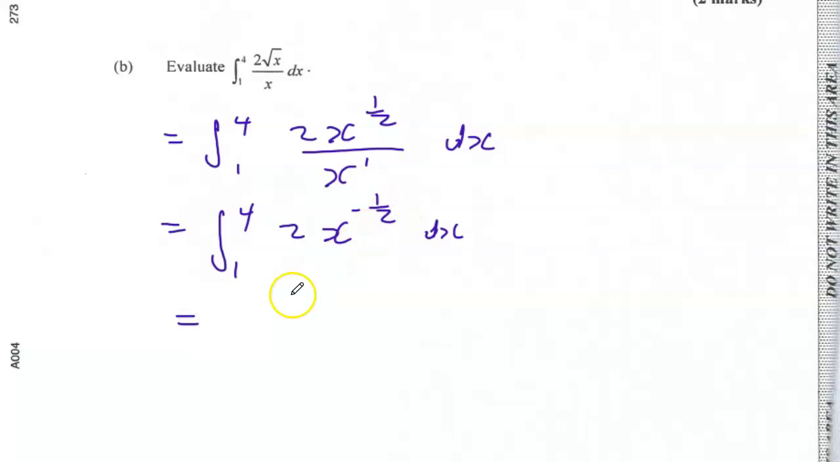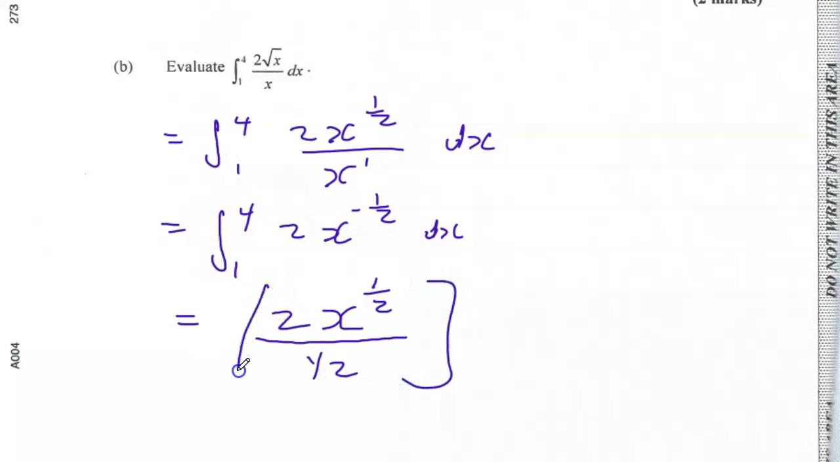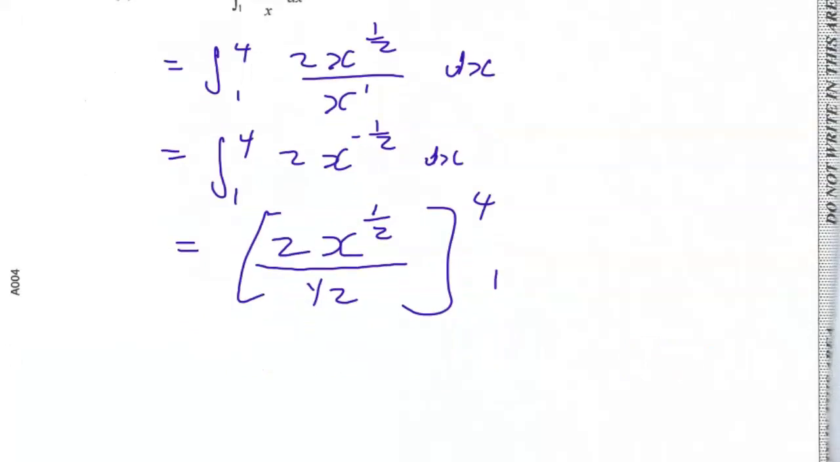Now let's just integrate. We add 1 to the power, so we get 2x to the power of negative 1/2 plus 1, that's positive 1/2, divided by the new power, so we're dividing by half. We're doing the limits between 4 and 1. So 2 divided by half, that's 4. So this is really 4x to the half, evaluated between the limits 4 and 1.